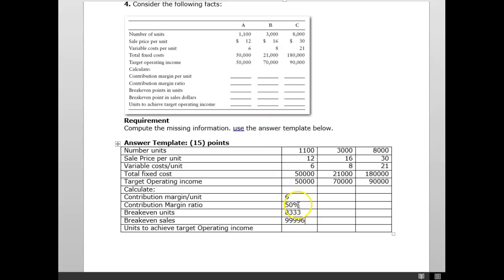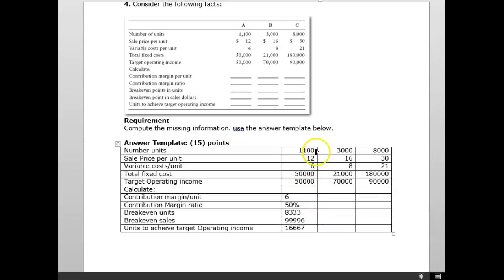and divide it by the CM, the contribution margin per unit. And that would give you how many units you would need to sell to break even, plus have a $50,000 profit in it. And I'm going to let you do these. That's an example of how I did it. The book has some really good examples on how to do those calculations.